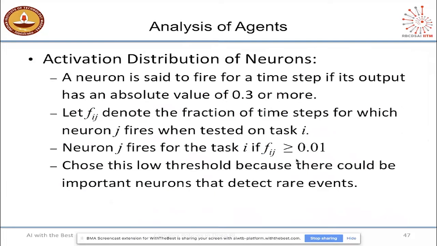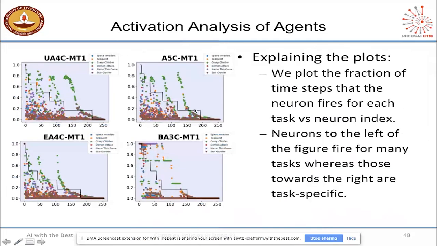So we set the threshold low so that we are making sure that neurons that detect rare events are also counted. Being pretty generous, right? So here is a plot that looks at the activation analysis. So, how do you read this?